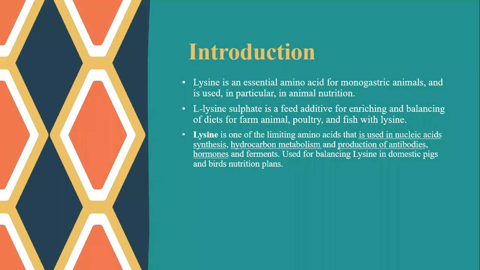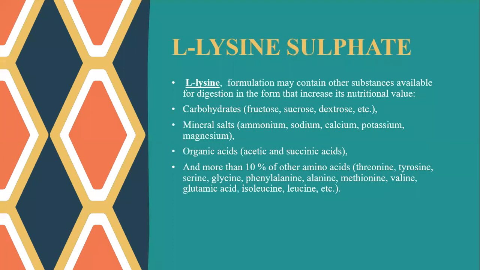Lysine is an essential amino acid for monogastric animals and is used in animal nutrition. It is also used in enriching the nutrition of animals, poultry and fishes. It is one of the amino acids used in nucleic acid synthesis, hydrocarbon metabolism, and the production of antibodies, hormones and enzymes.